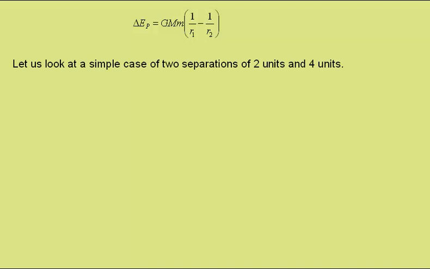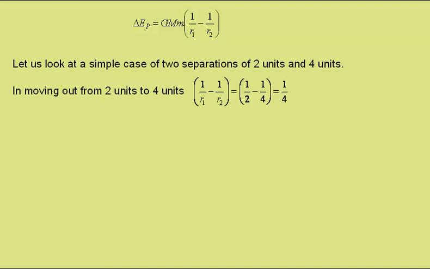Let's look at a very simple case of two separations of 2 units and 4 units. Well, in moving out from 2 units of separation to 4 units of separation, this part of the equation becomes 1 over 2 minus 1 over 4, giving an answer of plus a quarter. This is a positive number, showing a gain in potential energy, as you'd expect as we move the bodies apart.